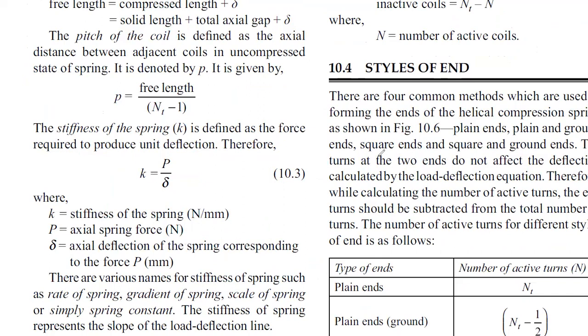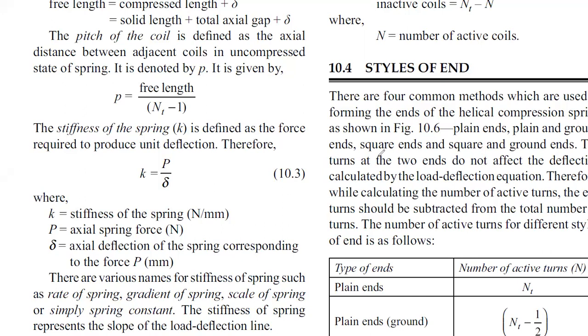There are various names for the stiffness of the spring. For example, the rate of spring. If you use this word rate of spring, it means stiffness. If I say the gradient of spring, it is nothing but stiffness. If I say the scale of spring, it is also considered as the stiffness. And if I simply use the word spring constant, it is nothing but the stiffness.